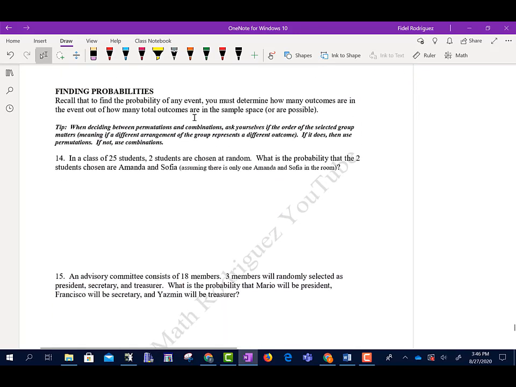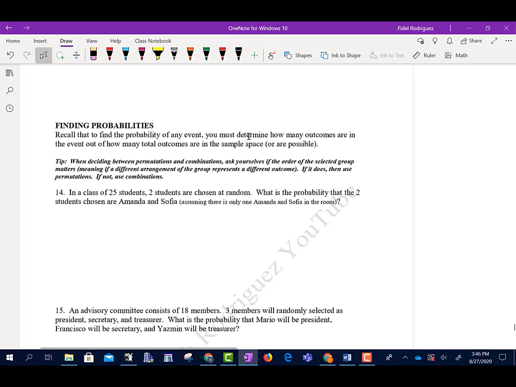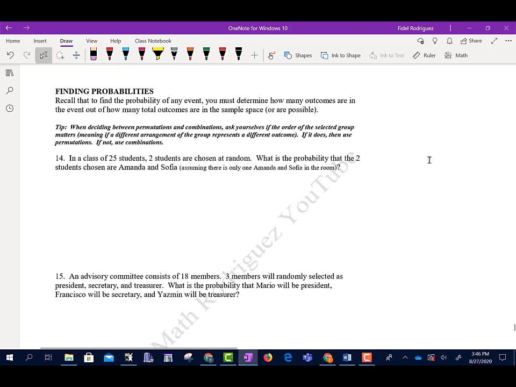So now let's talk a little bit about finding probabilities. It says to recall that to find the probability of an event, you must determine how many outcomes are in the event out of how many total outcomes are in the sample space. The tip says, when deciding between permutations and combinations, ask ourselves if the order of the selected group matters, meaning if a different arrangement of the group represents a different outcome. If it does, then we use permutations. If it doesn't, we use combinations.